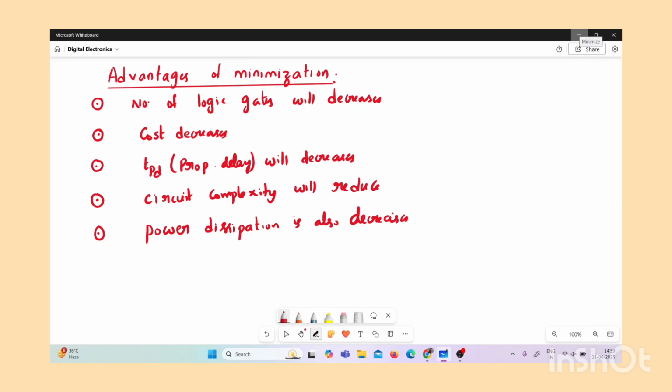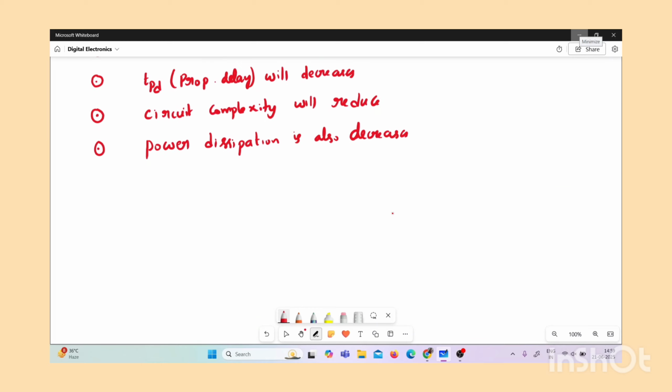Now after knowing these minimization advantages, let us minimize some expressions. Simplify the logical expression. The first one is (a plus b) into (a plus c). So a dot a, which is a, and a multiplying with c, a dot c, ac, and this b dot a, which is equal to ab, and b dot c.